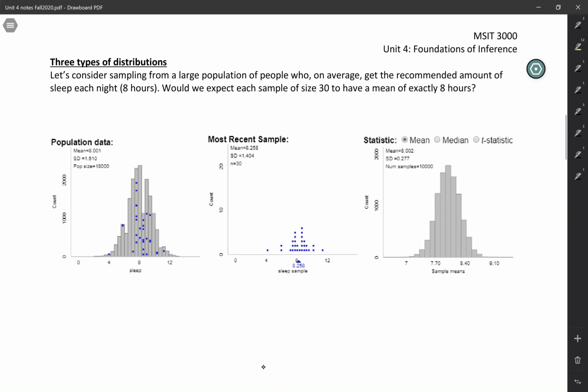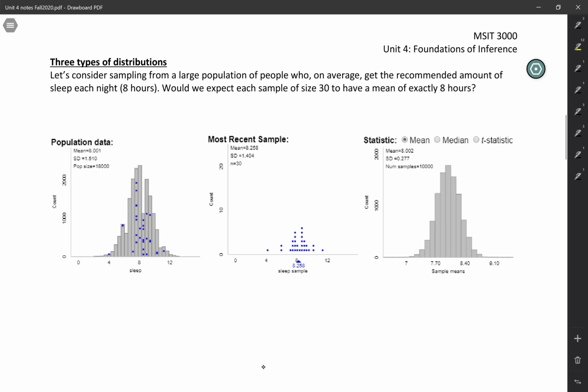So let's consider sampling from a large population of people who on average get the recommended amount of sleep each night, 8 hours a night. So some people sleep more and some people sleep less, but the population average is 8 hours. Would we expect each sample of size 30 to have a mean of exactly 8 hours? So hopefully you know that no, we wouldn't because of sampling variability, but we want to think about what values the sample mean would take.